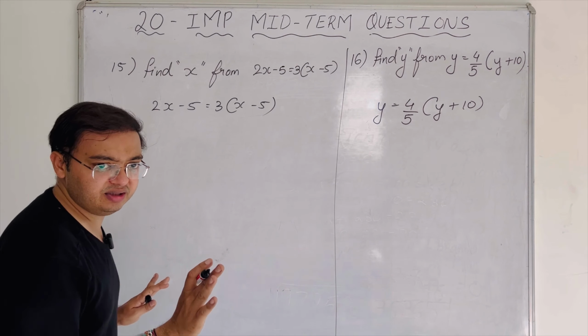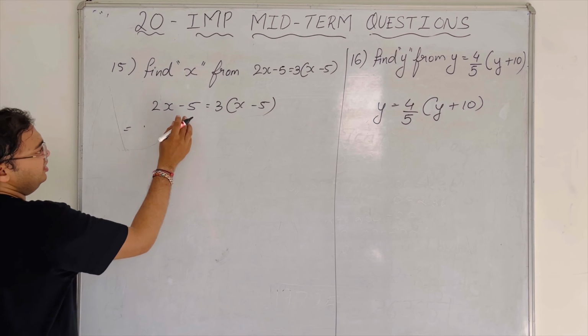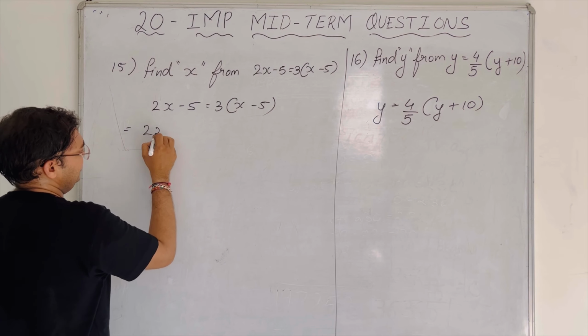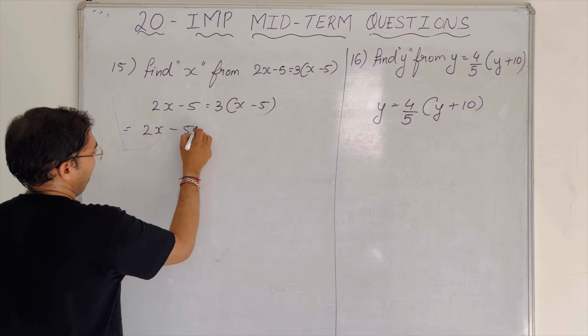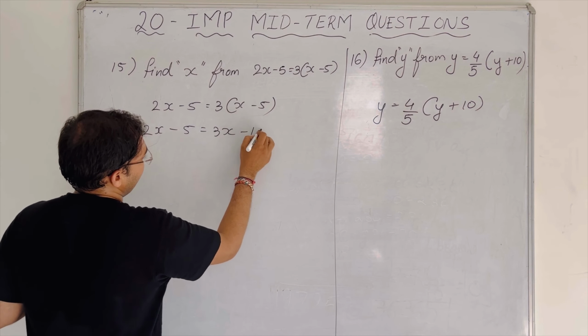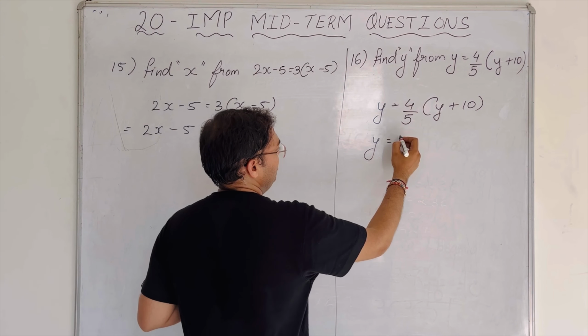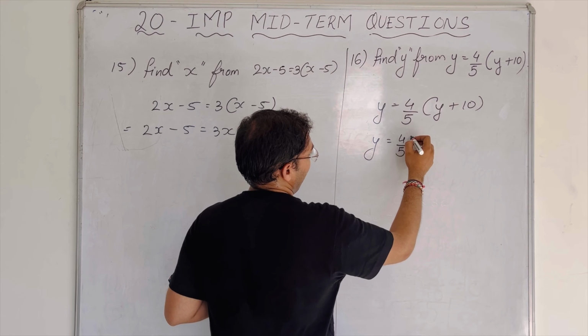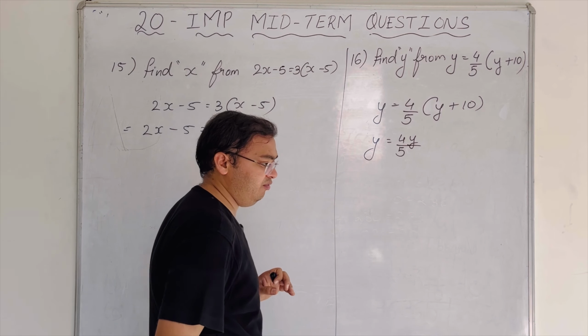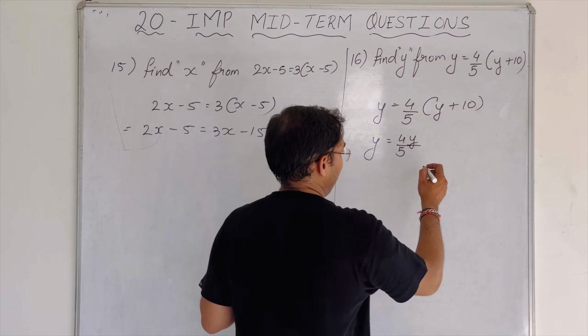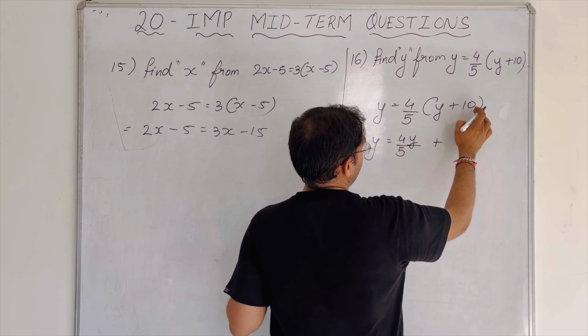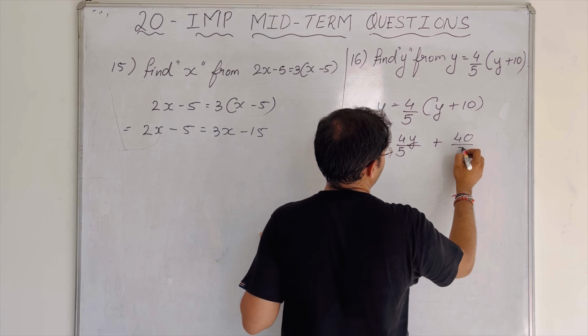First step, we have written the question. Next step, here we will use the distributive property. That means the rest of the things stay as they are. 2x minus 5 equals 3x minus 15. Same, here also we are going to use the distributive property. 4 upon 5, we are going to multiply with y. So 4y upon 5 plus sign in between. 4 into 10 is 40 upon 5.